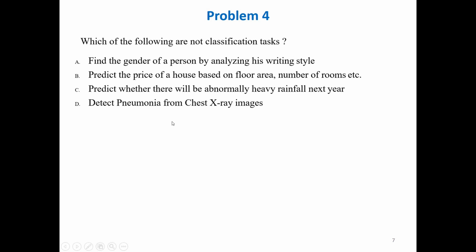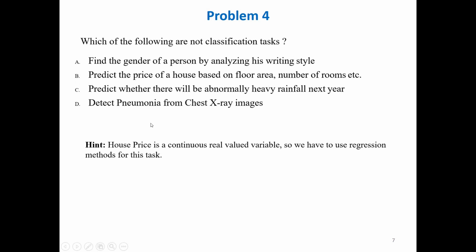So that is also a categorical problem, because there are only two output categories: pneumonia is diagnosed, pneumonia is not diagnosed. Okay, so these are only two categories. So D is a classification task, C is also a classification task, and A is also a classification task, but B is a regression task.